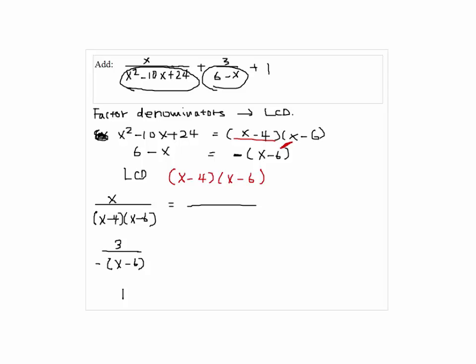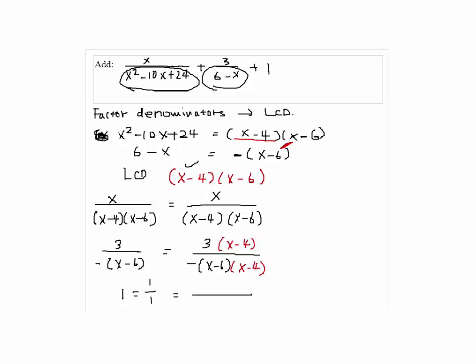So since the first fraction already has the LCD, the first fraction does not change shape. The second fraction is missing x minus 4, so we're going to multiply top and bottom by the x minus 4. The last fraction, which is 1, think of that as 1 over 1. So since we want the x minus 6 times x minus 4, we're multiplying the same factors on top as well. Now we're ready to add.